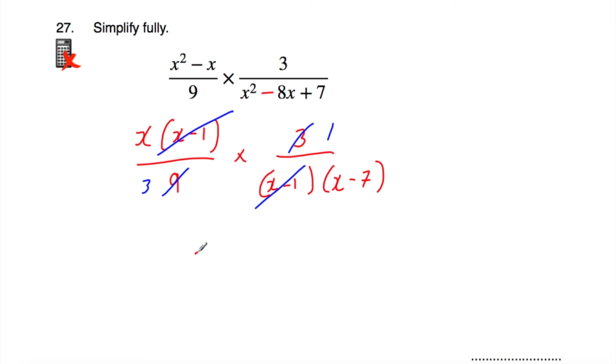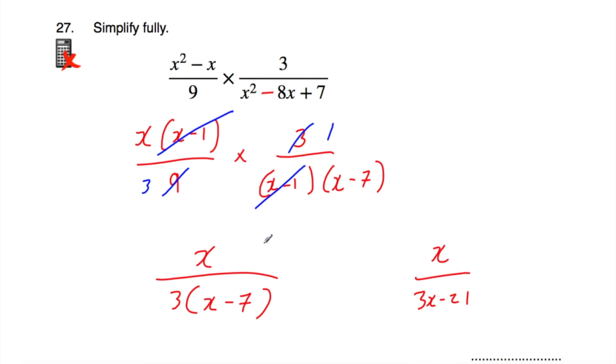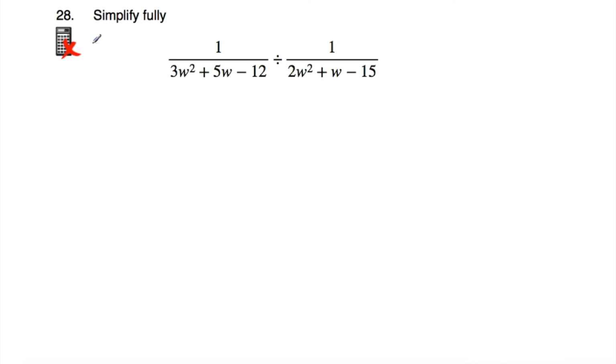So we've cancelled down these fractions, now let's multiply them together. x times 1 would be x, and then on the denominator we would have 3 times x minus 7, so that would be 3 brackets x minus 7, close brackets. And that's it. We've got x over 3 brackets x minus 7. You could leave it like that, or if you wanted to, you could expand the denominator and write it as x over 3x minus 21. I probably would leave it like that, but it's up to you. And that's it. Okay, let's have a look at our next question, question number 28.